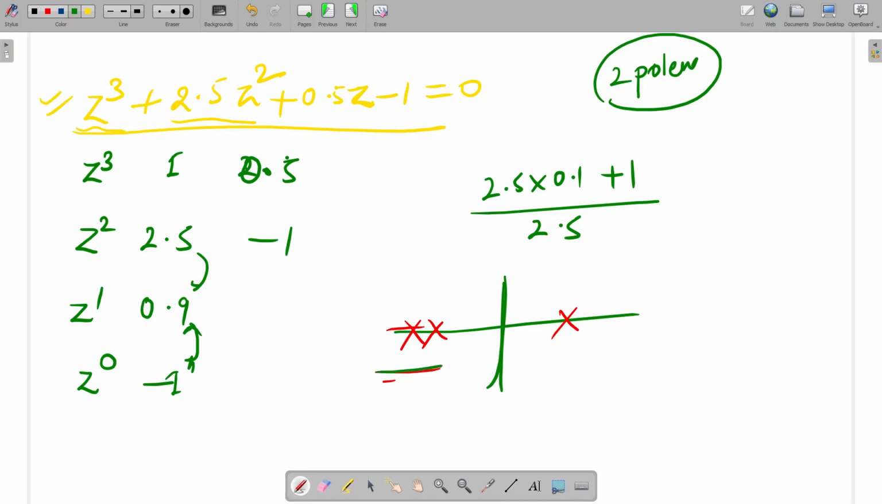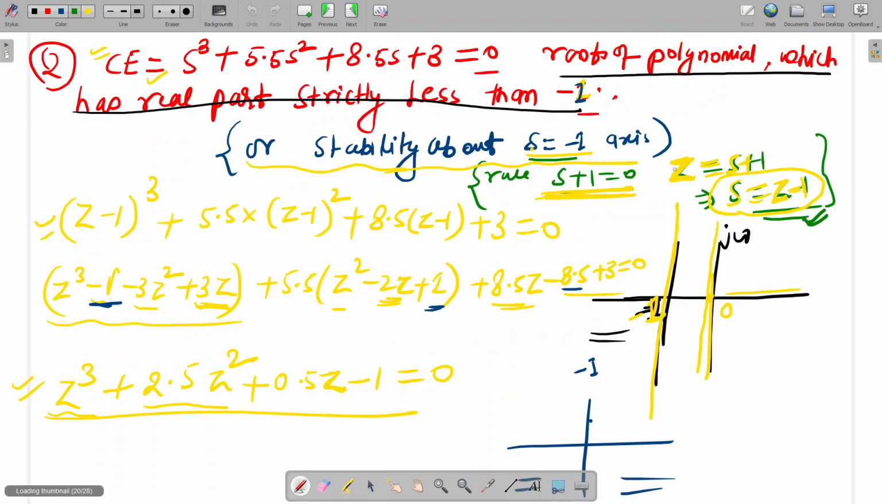Is it clear? So for this kind of question, this is the step. Whatever axis it is asking, S is equal to minus 1, so S plus 1 is equal to 0. Then we have to put Z equal to S plus 1, and S will be Z minus 1. Then we do the same RH criteria, following the same steps as before. Is it clear?